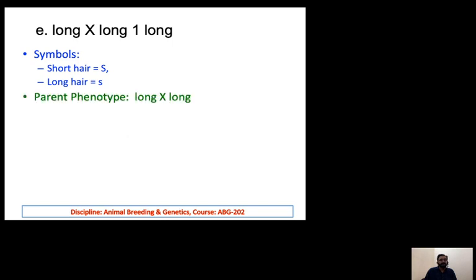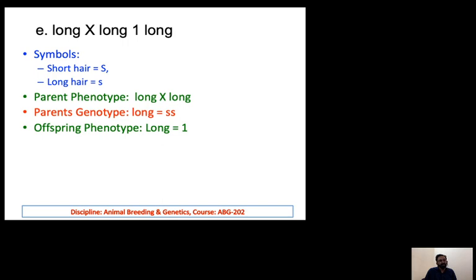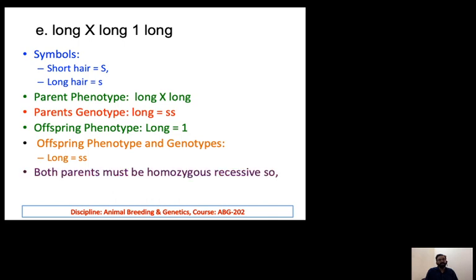Now the last cross, long versus long, and we get one long. And definitely this is the simplest possible cross. Again the symbol, then the parents phenotype, long versus long, parent genotypes, it should be smallest. For long it's the smallest, and offspring phenotype only one long. So the offspring genotype should be smallest. So in this case, both of the parents must be homozygous recessive. So the parent genotype should be smallest.